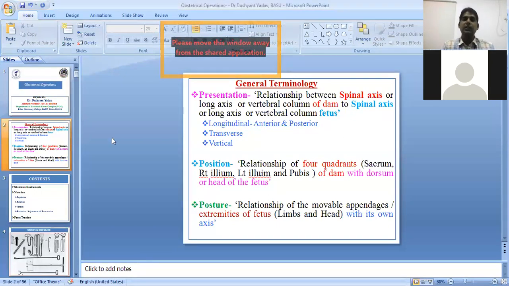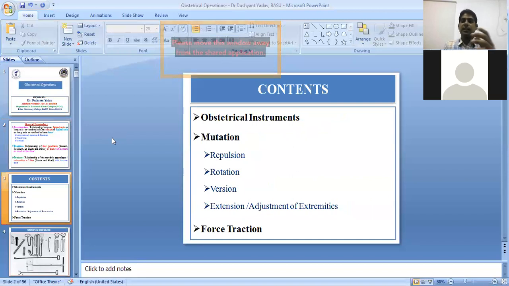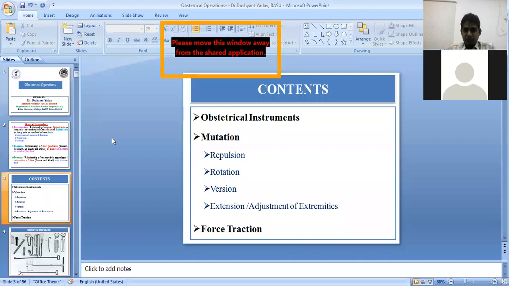Now we come to our topic, obstetrical operations, in which we have covered 3 to 4 things like obstetrical instruments and mutations, and then post-action. Mutation, what is the mutation? It is not a genetic mutation. It is only those obstetrical operations which can correct the presentation, position, and posture.